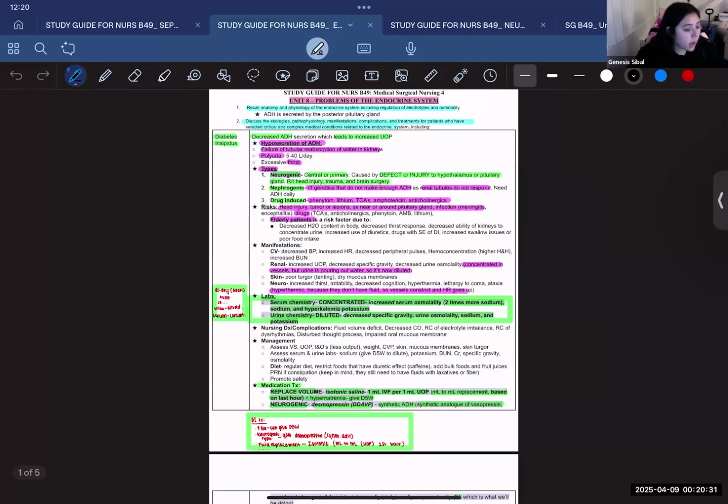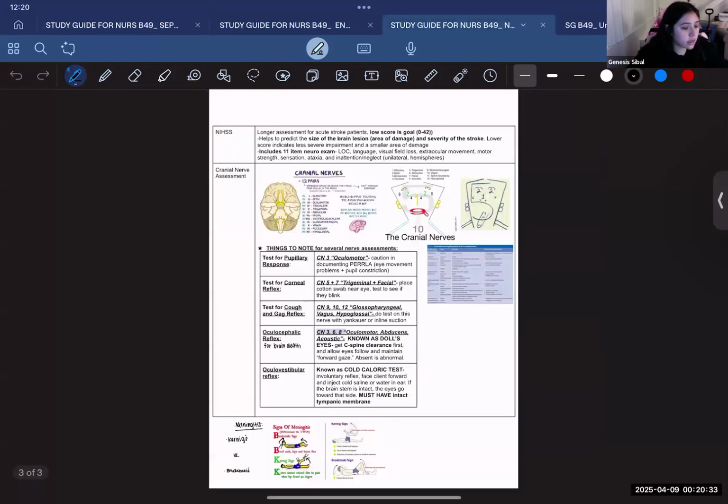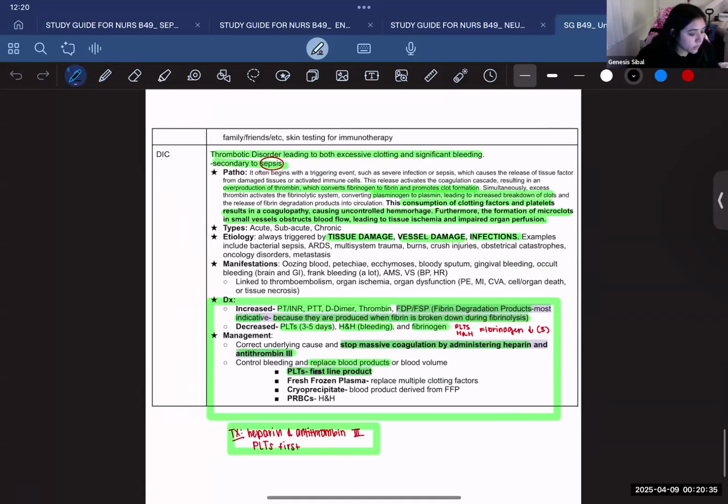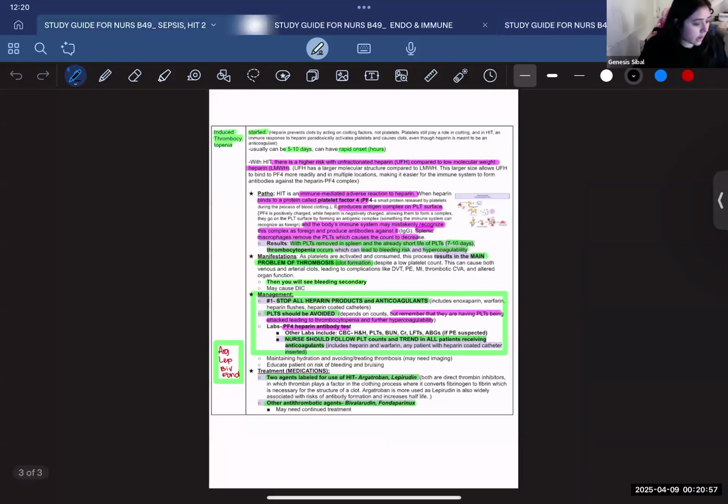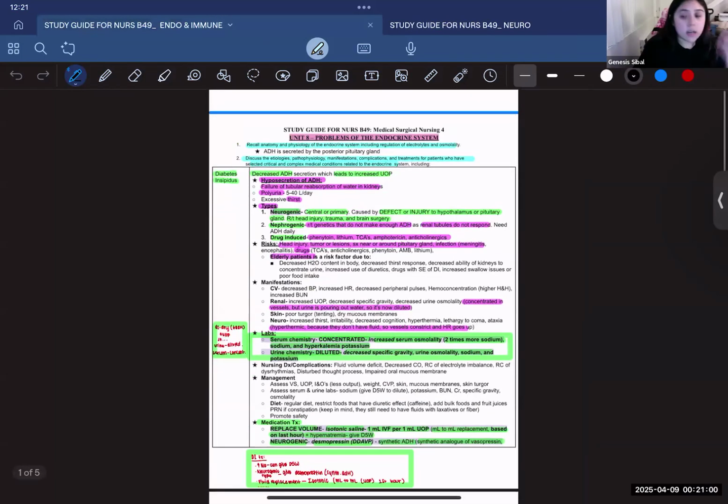But also keep in mind that with DIC, you have the excessive clotting and significant bleeding, and you can see those differences, at least with the management. Obviously, you wouldn't want to give a heparin-induced thrombocytopenic patient heparin, so keep those things in mind. Other than that, we just have to go over this whole thing here, and then probably just discuss neuro. But yeah, other than that, hope this helps.